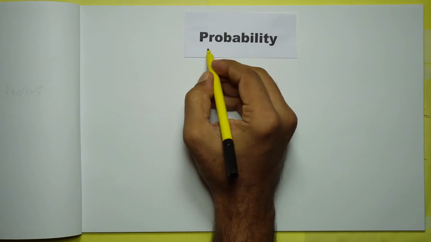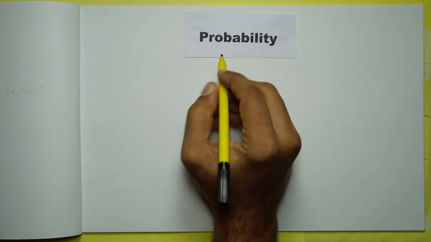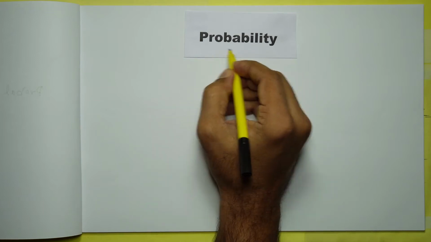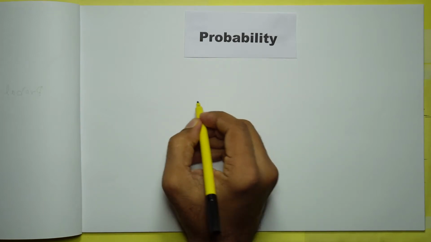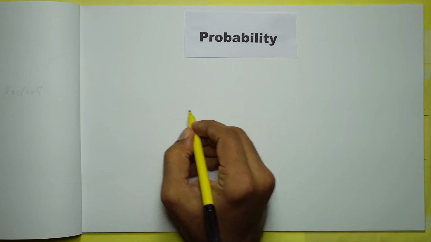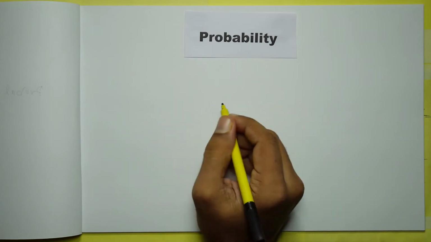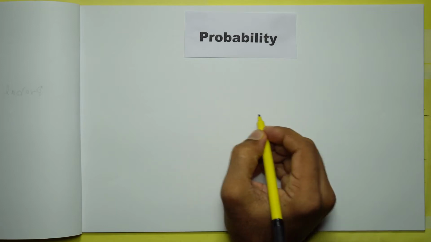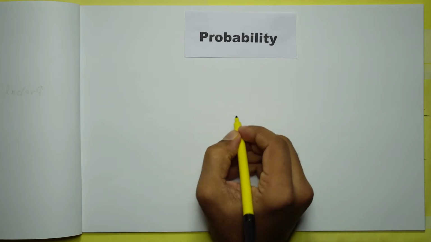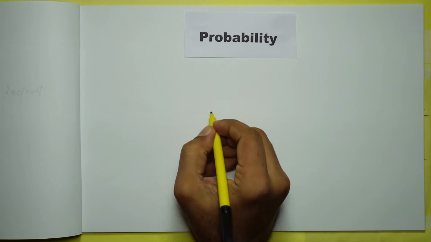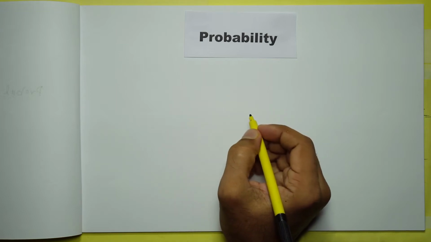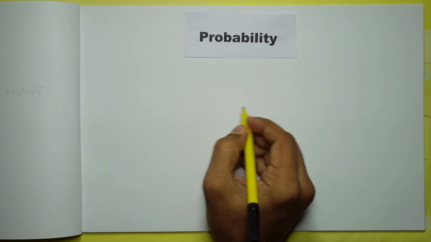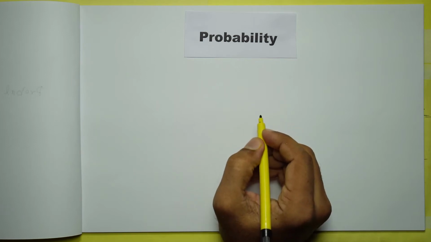Let us start with the topic probability. While calculating probability, in many of the questions we will be calculating probability as number of favorable outcomes by total number of outcomes. Now while calculating the total number of outcomes, very often we will be using the formulas that we had familiarized in the topic permutations and combinations. So you have to be familiar with the formulas that were used in the topic permutations and combinations.